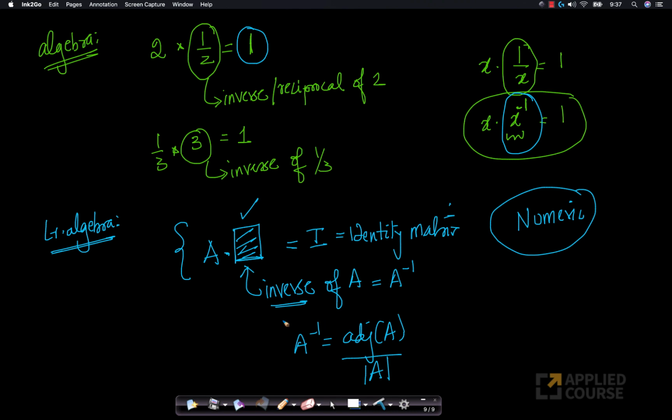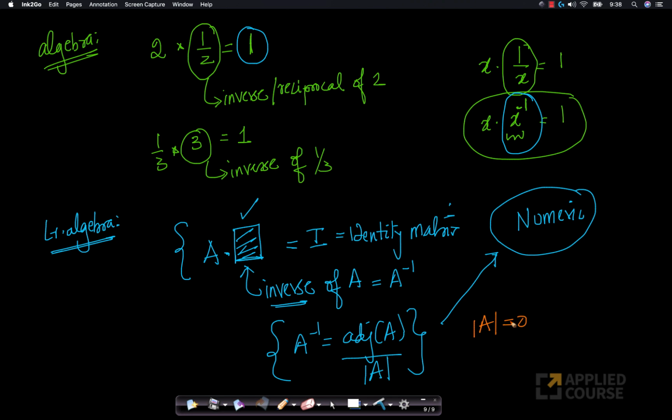Now, I can define the inverse numerically. Again, this is the numeric definition. I can define numerically the inverse of a matrix A to be adjoint of A by det A. But there's a small catch here. If det of A equals 0, what happens? The denominator becomes 0 and this whole thing becomes not defined. This is no more a valid matrix, because you're dividing all the elements of the adjoint of A by 0, and division by 0 is undefined.